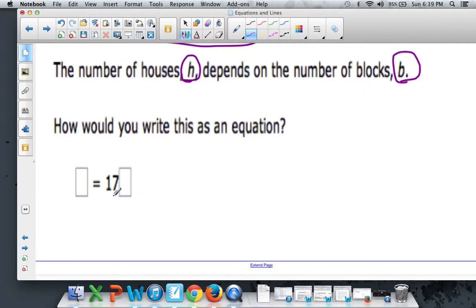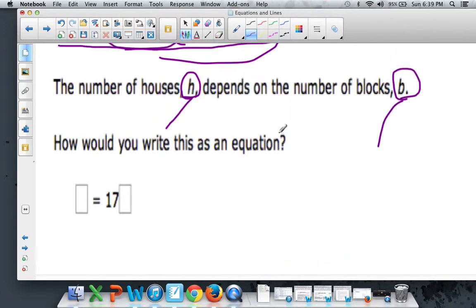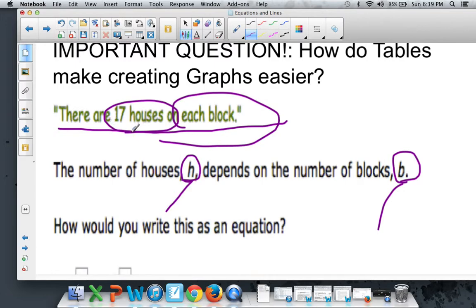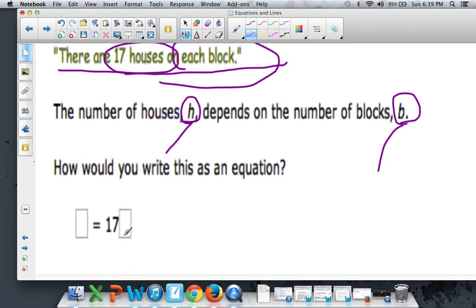So what should we put right next to that 17? The H for houses or the B for blocks? Well, if there's 17 houses on each block, you better put 17B for blocks. And what will we be able to find? We'll be able to find how many houses there are. The number of houses equals 17 times the number of blocks, or in other words, B.